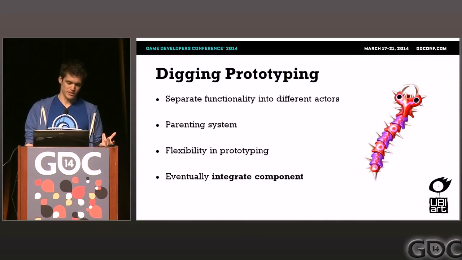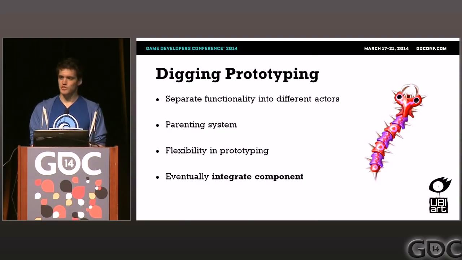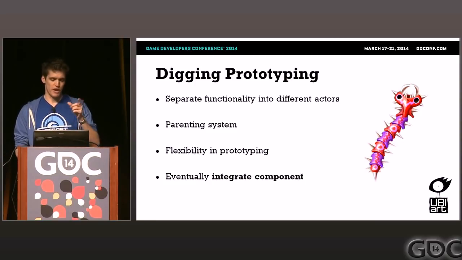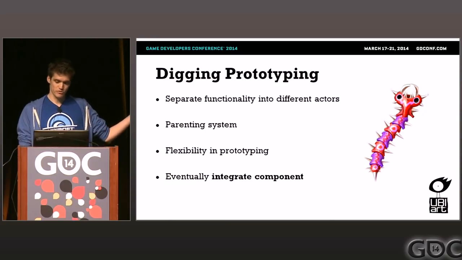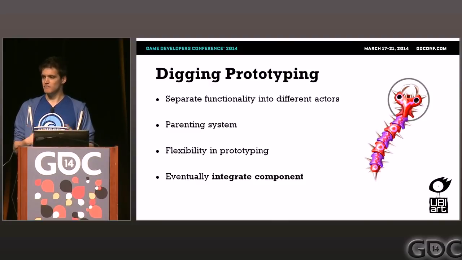So I used the parenting system, of course, that we have. We had a separate actor for the digging, and it allowed us to have flexibility in prototyping, because we just said, I think that this thing should be able to dig through cakes. So you parent the object to it, and you see what happens. Okay, that doesn't work. You try something else, you move on. If something starts to work, okay, cool. You move on from there and do a number of different prototypes. And eventually, you integrate the component into the gameplay element. So every snake now has this digging component, and when you put it in these digging cakes, they start to dig tunnels.